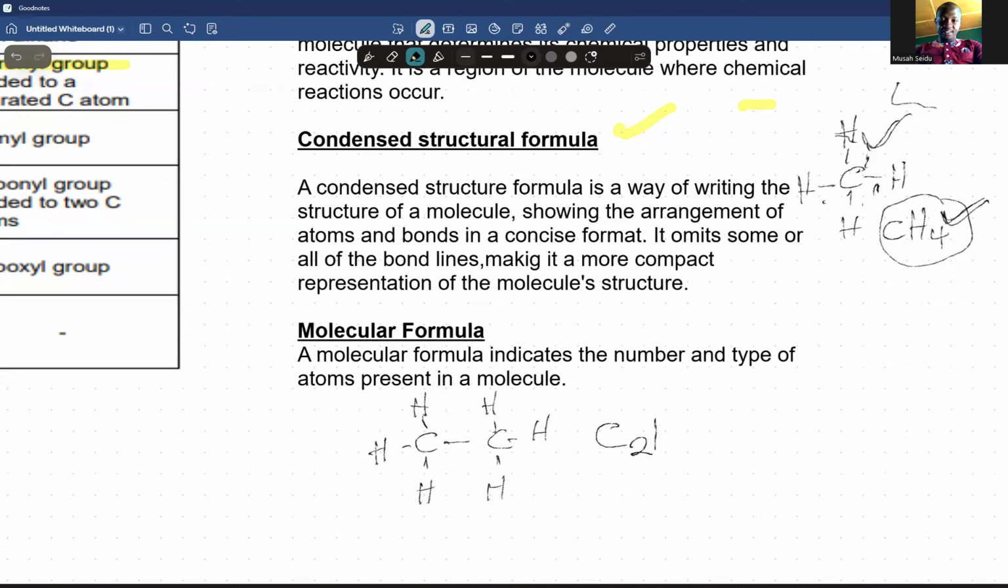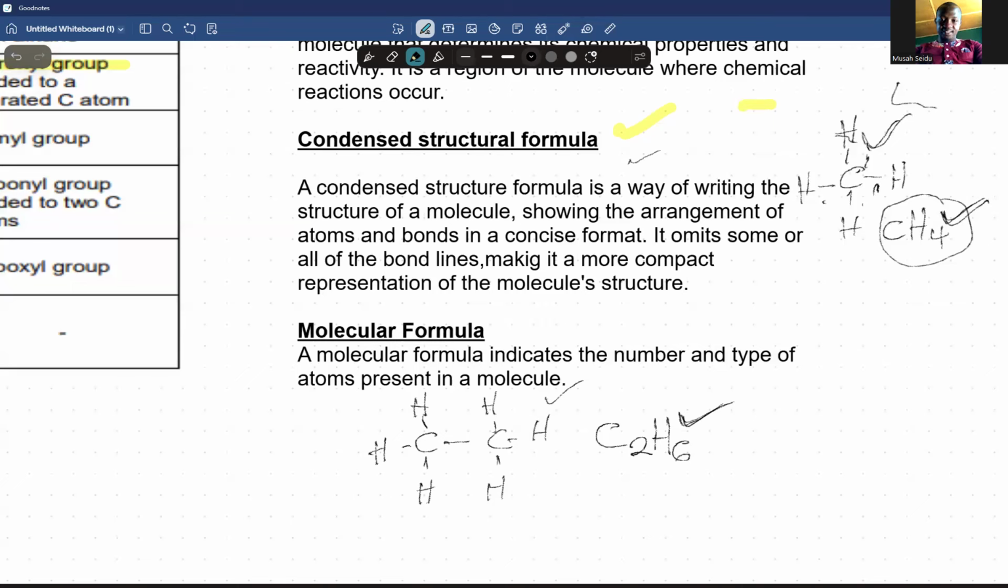And then, how many hydrogen atoms do I have? I can see that I have 6. So this is what we mean by molecular formula. If you're able to draw the structural formula, you should be able to write its molecular formula. Or if you're able to draw the condensed structural formula, you should be able to write its molecular formula.